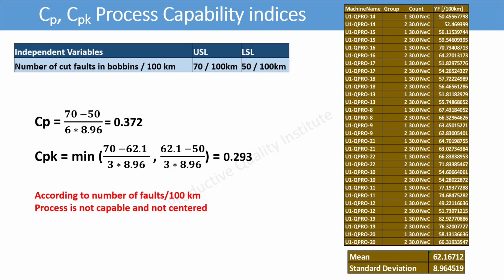The table shows the collected data of number of cut faults in bobbins per 100 kilometers, in addition to the USL of 70 faults per 100 km and LSL of 50 faults per 100 km. Meanwhile, it shows the calculated mean value and standard deviation. The Cp is equal to 0.372, while Cpk is equal to 0.293. According to number of faults per 100 kilometers, the process is not capable and not centered.